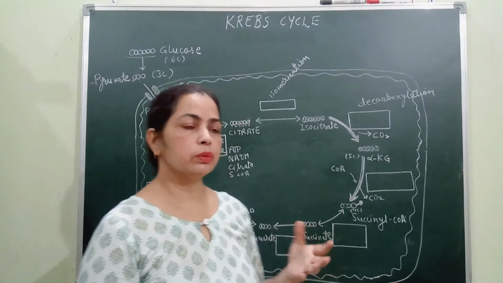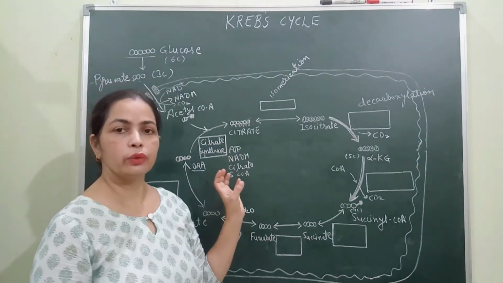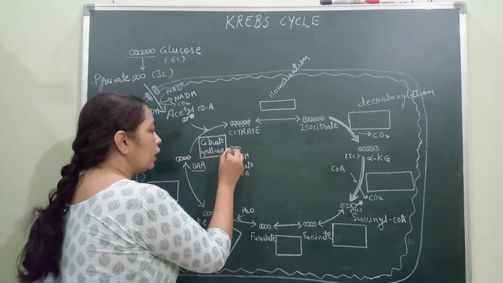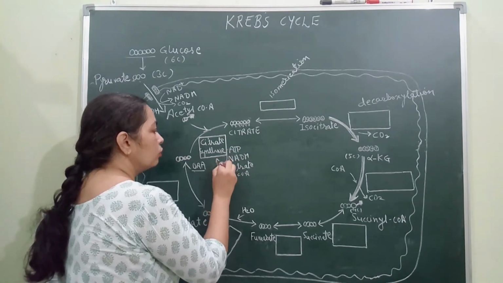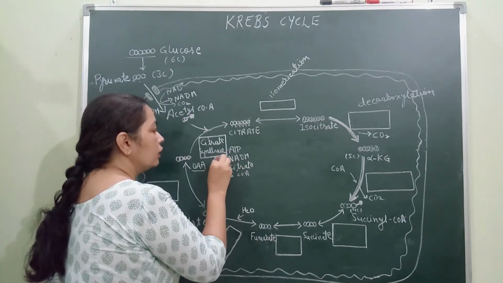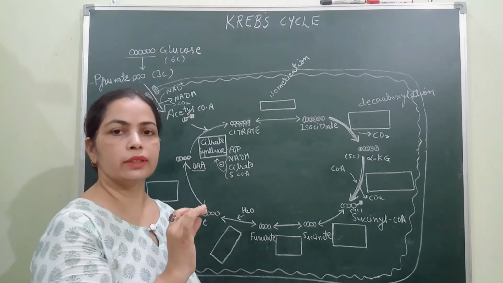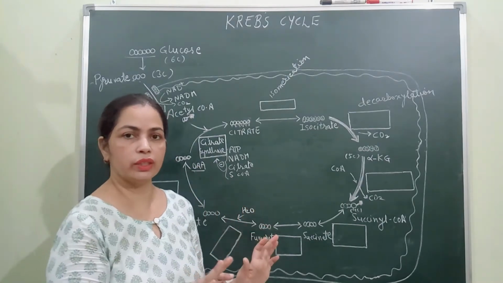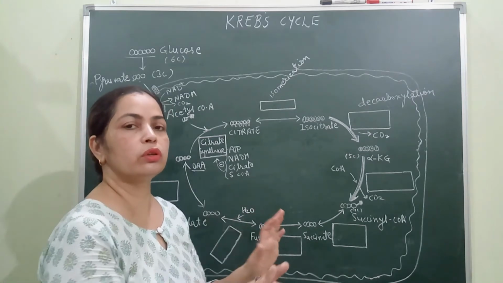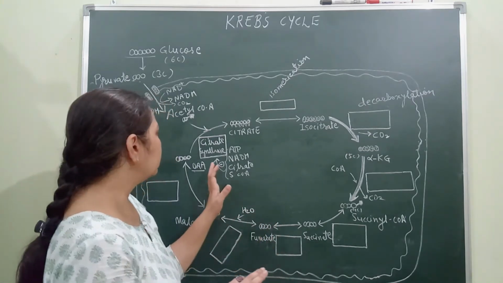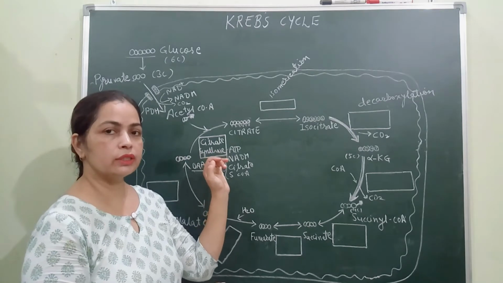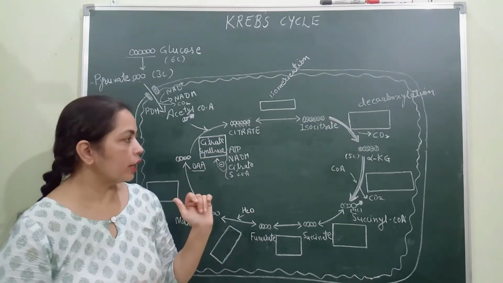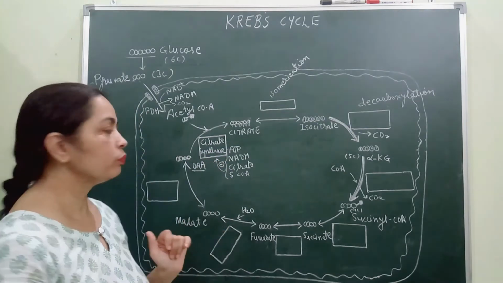So for that purpose, these molecules act as allosteric inhibitors of this enzyme, and they tell this citrate synthase, yes, stop working now. There is enough ATP, enough NADH, enough citrate, so don't make more citrate. In this way, the function of this enzyme will be inhibited and the Krebs cycle will stop.